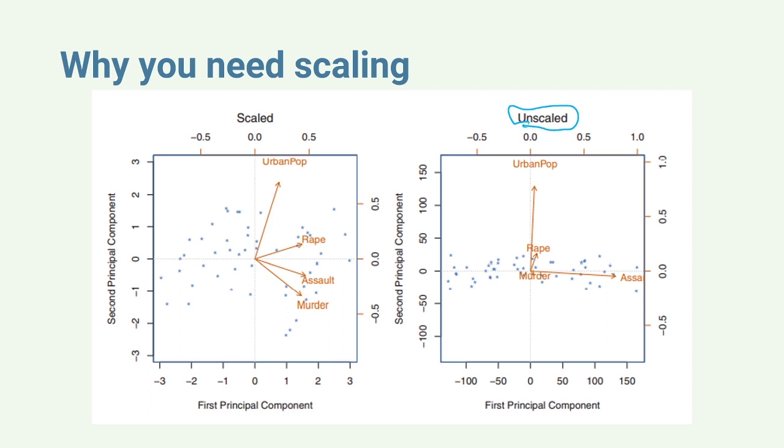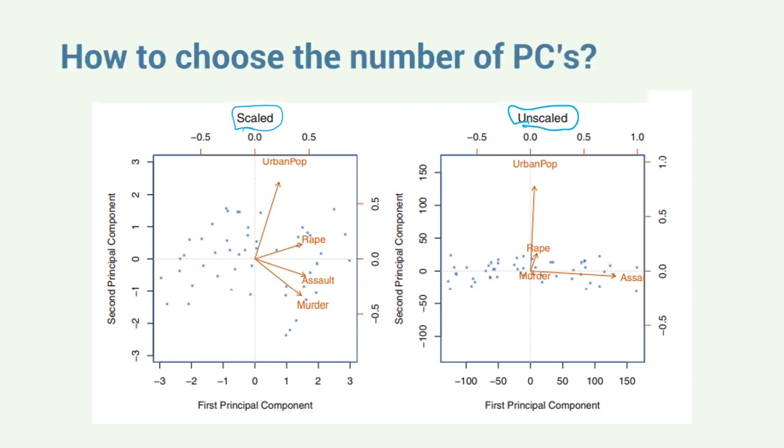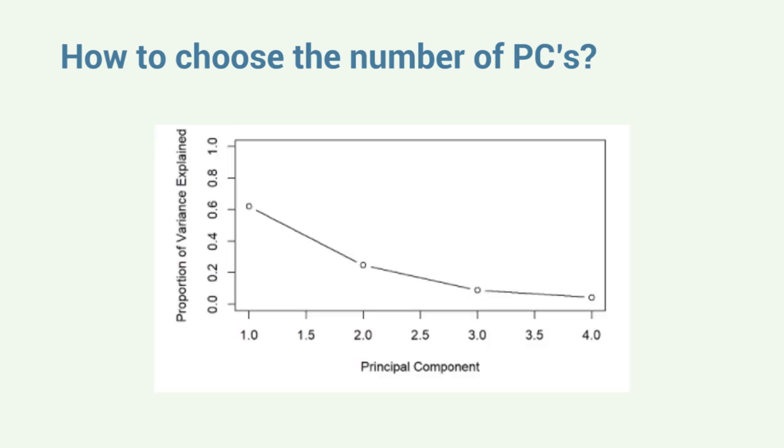So on the left here, this is the graph after you apply scaling. And as you can see, this allows you to interpret the PCA much more easily because all of the variables are on the same scale. So how do you choose the number of principal components?